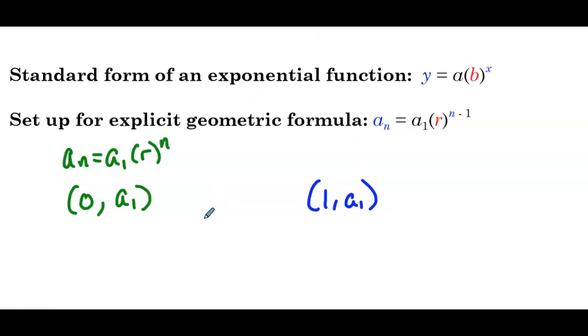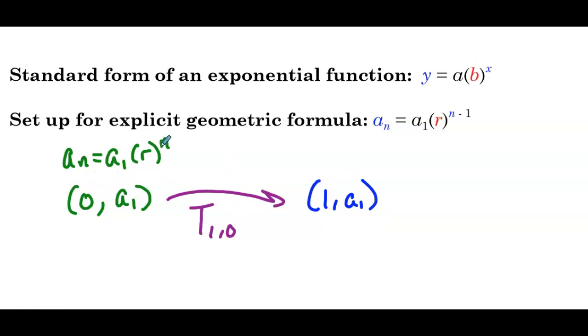Now, go back to transformations. Transformations allowed us to move things left, right, up, down. So we can apply a translation here to move the point 0, comma a sub 1 to be the point 1, comma a sub 1, which is the correct point that we've been using. Well, how are we going to do that? Well, a translation of 1, 0 would accomplish that. If we add 1 to the x value, which in this case is the n value working with sequences, we would move this point to be the correct point at 1, a sub 1.